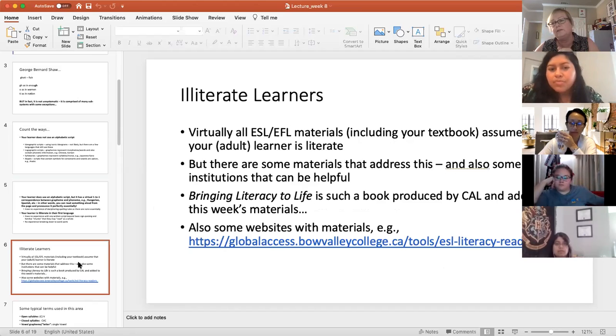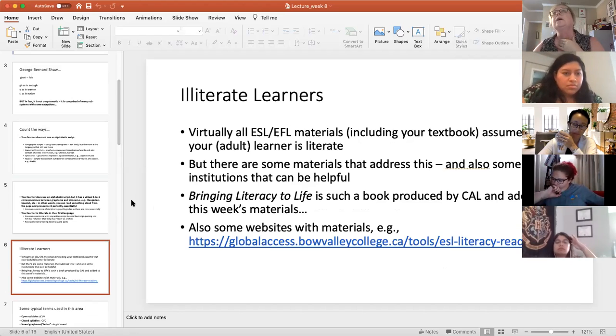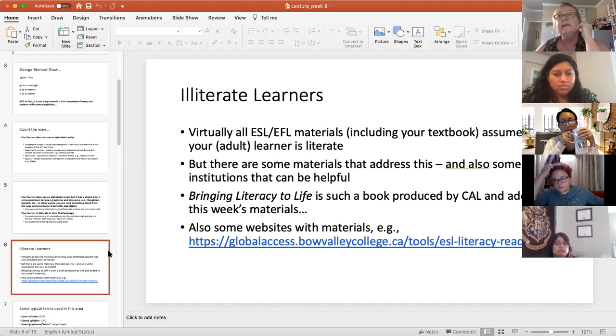I'm going to start with the last one, because virtually all ESL, EFL materials, including your textbook, assume that your learner is literate. Now, it's also true that virtually all your learners that you'll end up working with will be literate, so that's not a problem. However, there's at least one person in this class, I think it's Rennie, who's working with an illiterate adult. So should this happen to you, there are materials that address this and places that you can go look for materials and help.